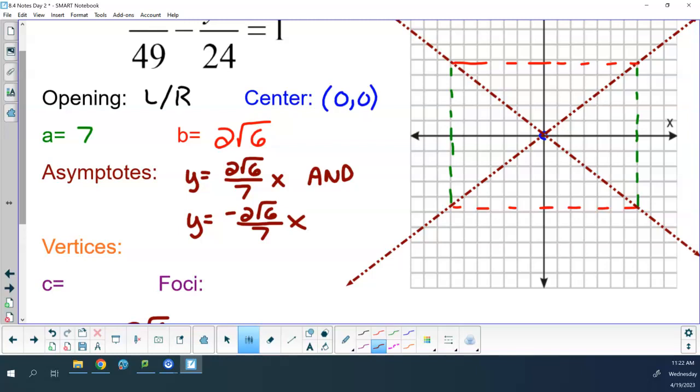Since it is a left and a right opening hyperbola, that means the vertices are both left and right. So I go from the center until I hit the edge of my box, which would be there and right there. So that would be the point (7, 0) and (-7, 0).